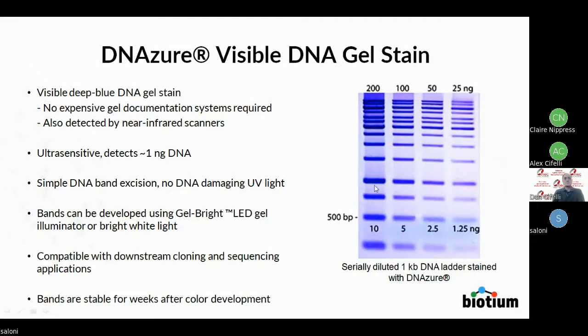So the staining is permanent, the bands are very stable, and you can store this gel for several weeks with these blue bands. In addition to being a visible gel stain, it's also ultra sensitive. So you can detect DNA down to 1 nanogram of DNA. Band excision becomes extremely simple because you can see your bands, you can just cut them out if you want them. And again, this stain is compatible with downstream applications like cloning or sequencing.